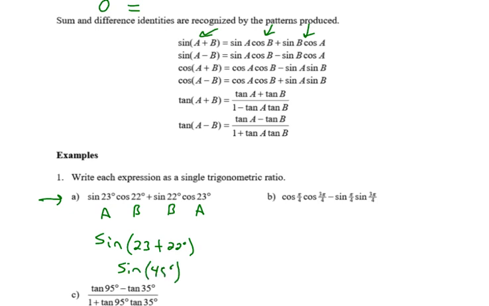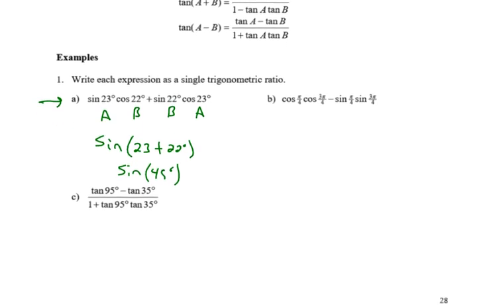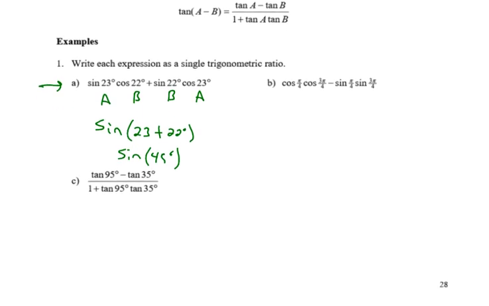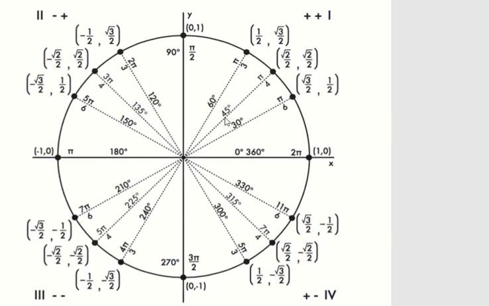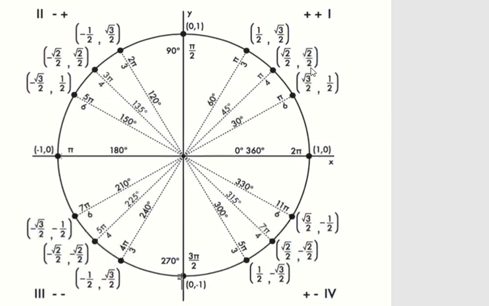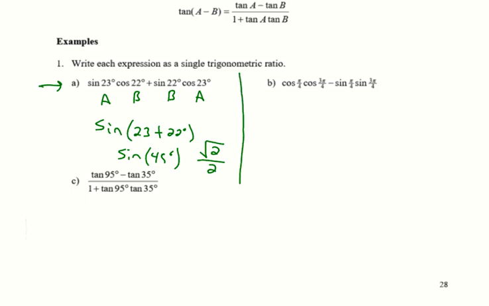It said just write it as a single trigonometric ratio. But you could also see where sine equals 45 degrees, and that would be root 2 over 2, so you could have written the answer that way as well. Hopefully that made sense. At 45 degrees, the sine value, or the y value, is root 2 over 2. Okay, next one.